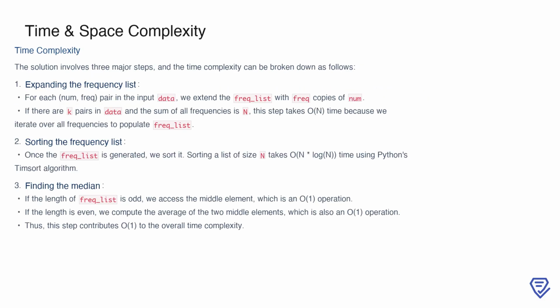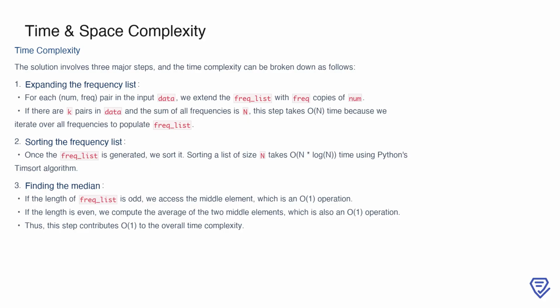In this problem, the time complexity is determined by 3 key steps. First, we expand the frequency list. For each pair of a number and its frequency in the input data, we append that number to the list multiple times based on the given frequency. If there are k pairs in the input and the total of all frequencies is n, this operation takes O(n) time because we're iterating through the frequencies and populating the list.